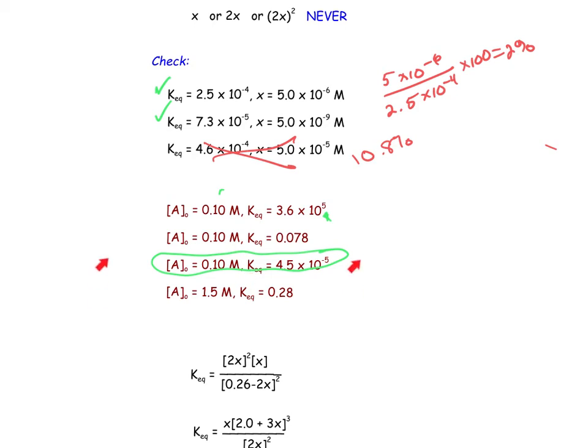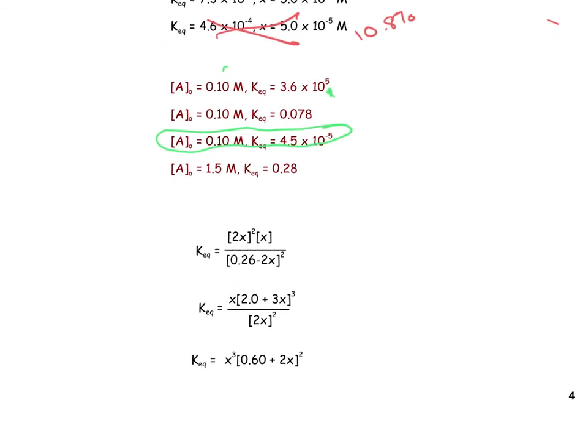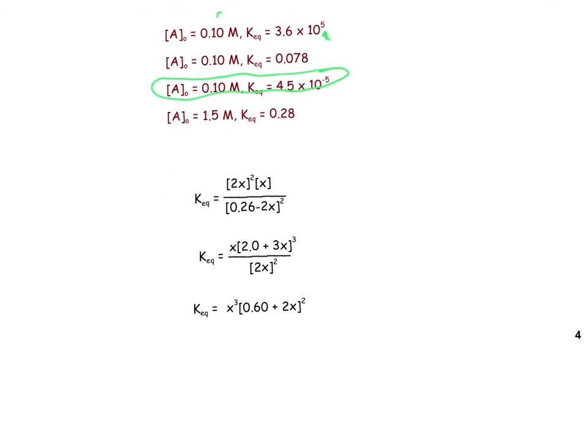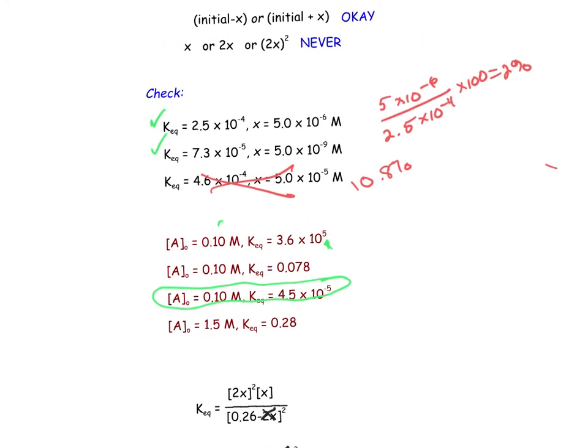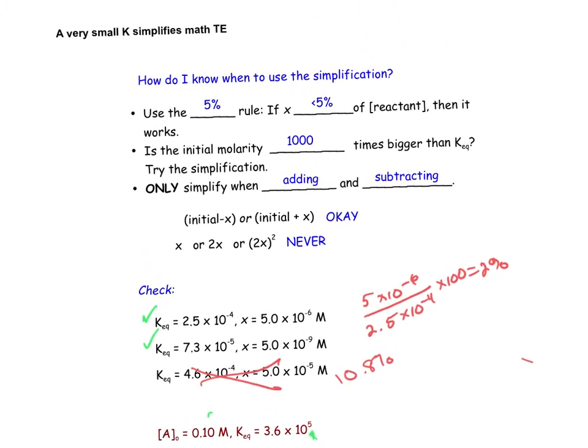And for the last set of problems on this page, cross off all the x's that can be ignored. Check the answers when you're done. So we can cross off this one, and this one. We cannot cross off any of the other x values. So hopefully this page gave you a sense of when we can use the simplification.